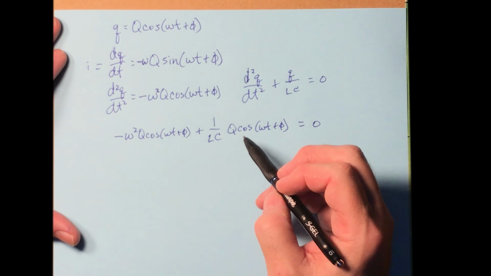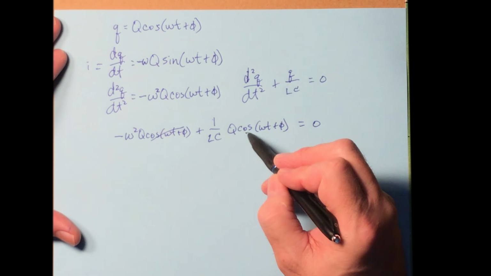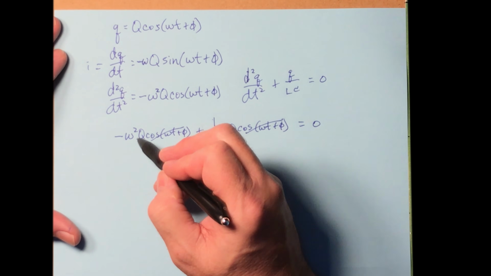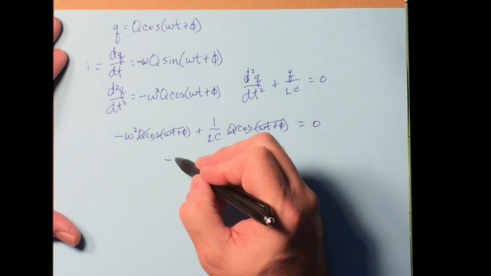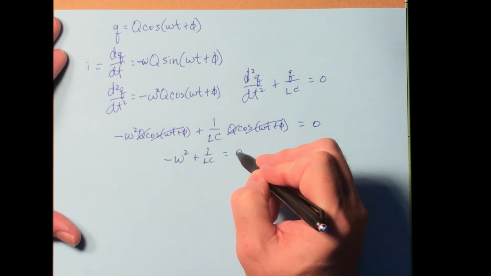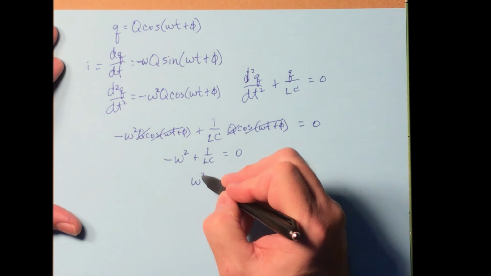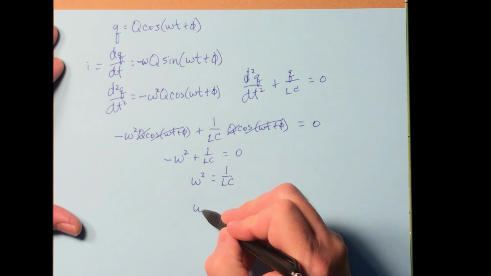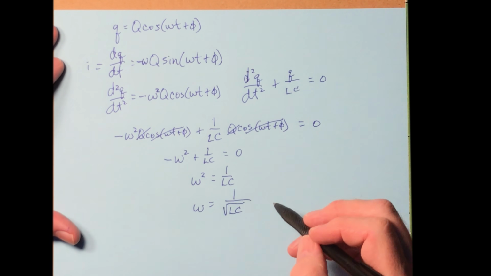You'll notice that some things cancel here. The cosine term, first of all, goes away. The big Q also cancels. And what have I got left? Minus omega squared plus 1 over LC equals 0. So I could write that this way. Omega squared is equal to 1 over LC, or omega is equal to 1 over the square root of LC.